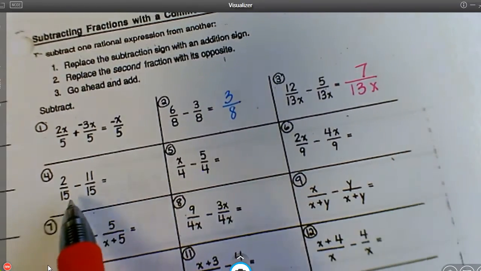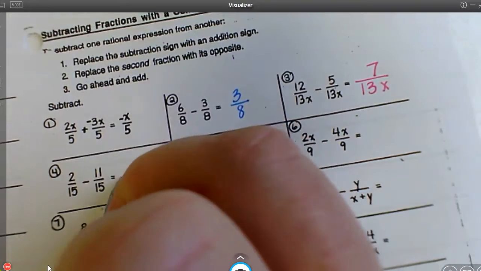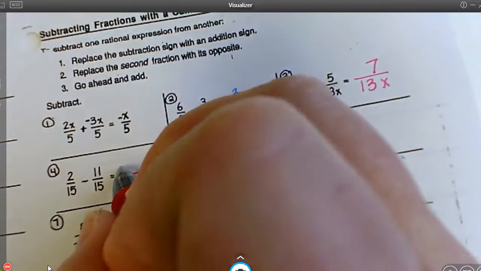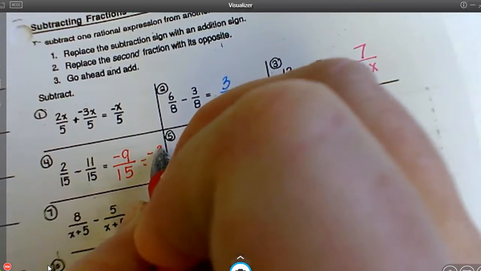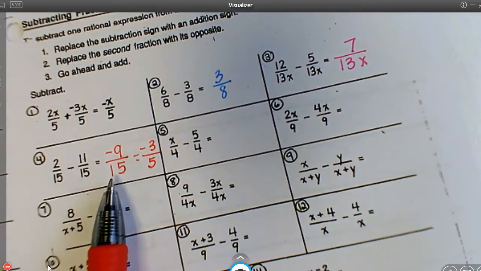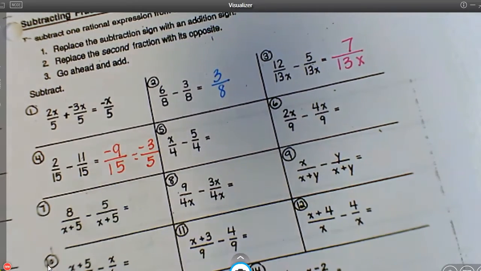Okay? On the next one, the denominators are the same, so we've got 15, and then we're going to do 2 minus 11. Now, whenever you get problems like this where there might be just numbers, you should try to simplify if there's anything to simplify, which there is in this case because I can divide everything by 3. And so I would get negative 3 over 5. I do want to remind you, you could put negative 9 over 15 into Desmos and hit the fraction button. Since there's no x's, you can do that.